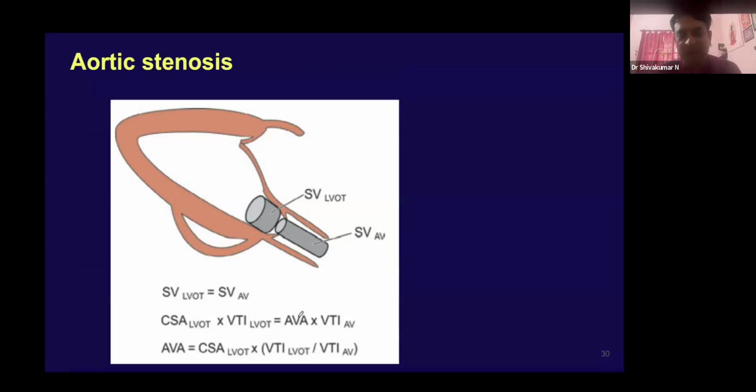Similarly, across the aortic valve area into VTI. If you want to measure the aortic valve area, if you have the VTI across both areas and the cross-section area of the LVOT, you can deduce the aortic valve area. That is the continuity equation.